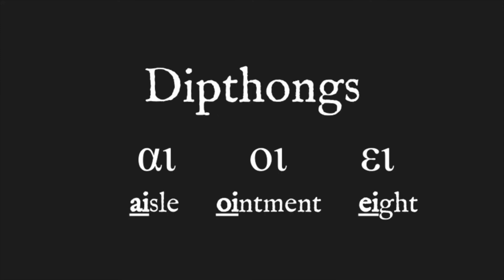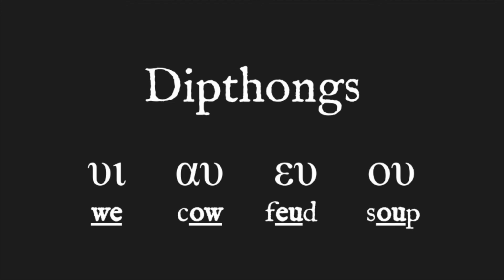Now we have some diphthongs. We have alpha and iota, isle, I. We have omicron and iota, oi, ointment. We have epsilon and iota, ate, fright, A. We have upsilon and iota, we. We have alpha and upsilon, ow, cow. We have epsilon and upsilon, ew, feud. And we have omicron and upsilon, oo, soup.